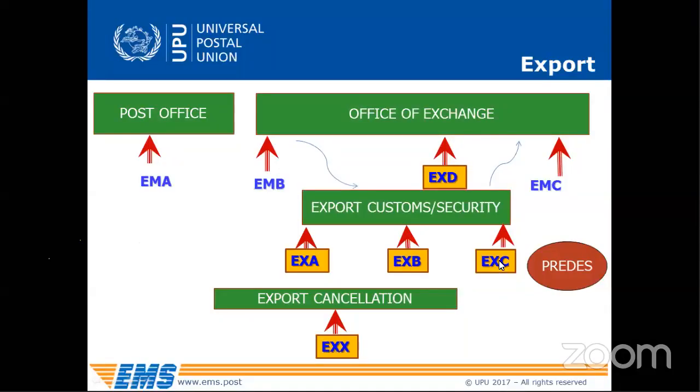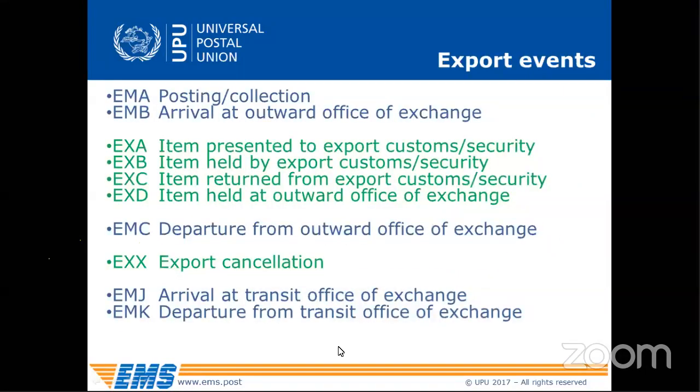EXP and EXC are subsets. Those items: EXA means item arrives at customs, item at customs, leaves customs, and if it's terminated, I mean, if it's cancelled. The export event you are seeing now is a list of the export events.